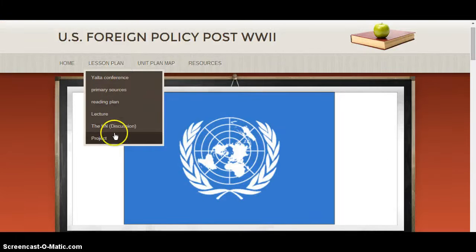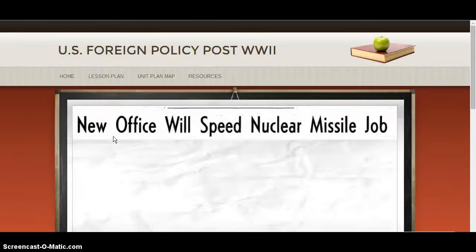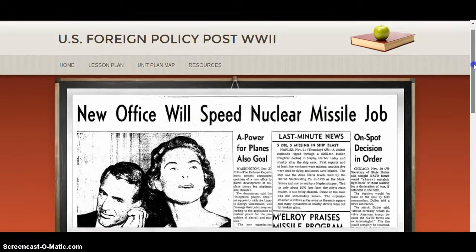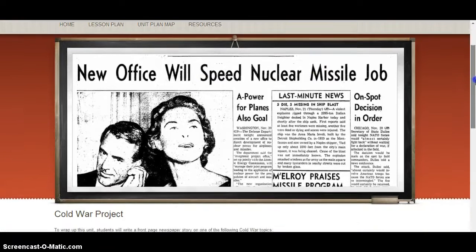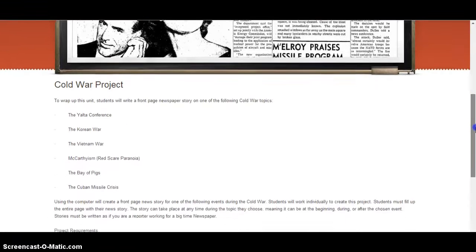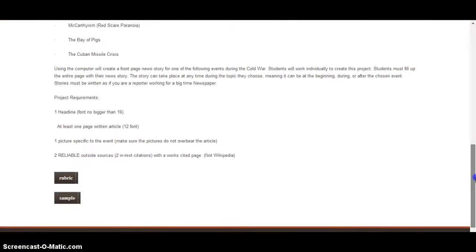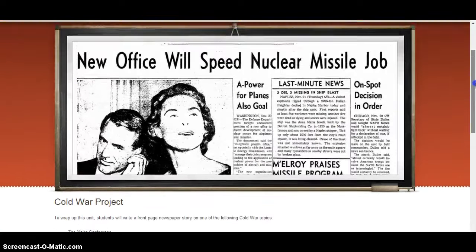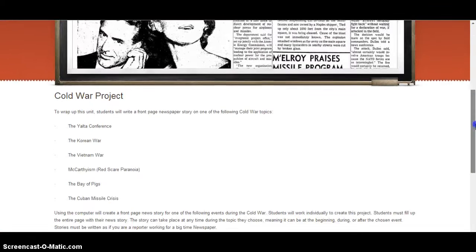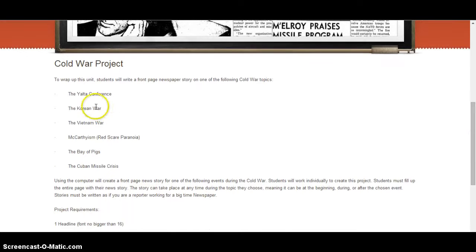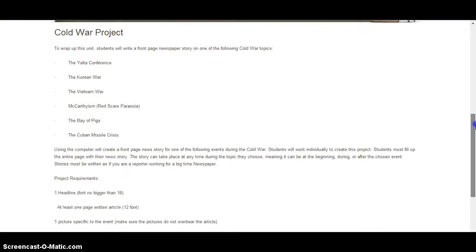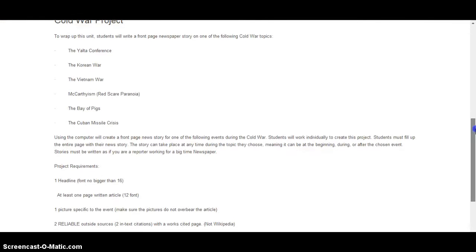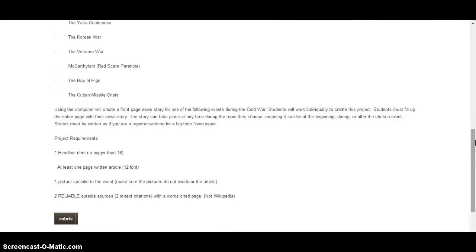And then lastly, it's the project. And from the picture you can see that it's a newspaper project. So this is an individual project where students will create a newspaper, a front page newspaper ad, or not an ad, a story. So they get to pick any of these topics. So they pick one on Yalta, Korea, Vietnam War, McCarthyism, Bay of Pigs, Cuban Missile Crisis, and they could pick any date and time when this event happened, and they could write a front page story about it.